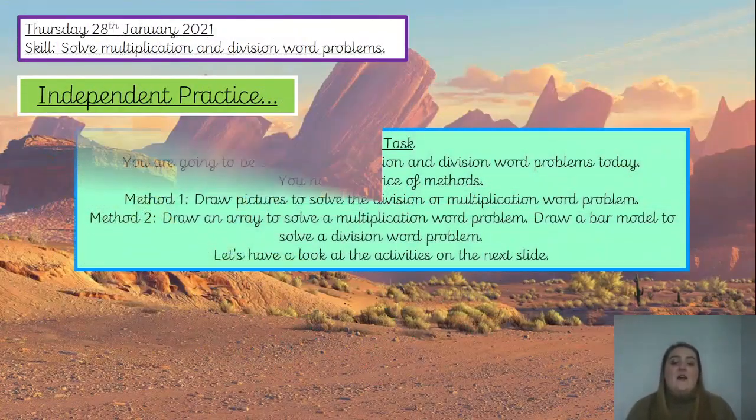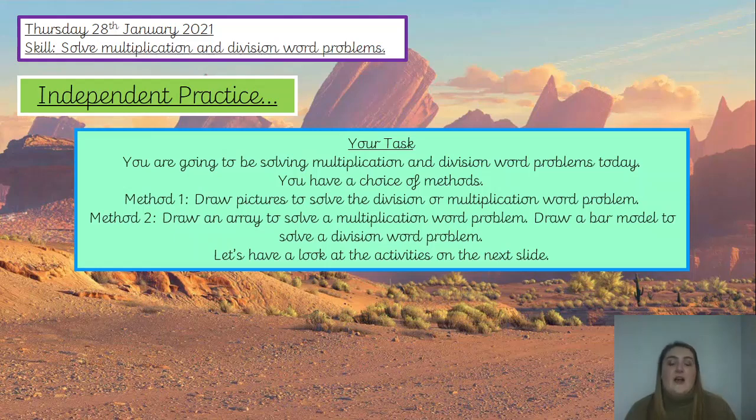Okay, now it is time then for your independent practice. You are going to have a choice of methods today. Method 1, you can draw pictures to solve the division or multiplication word problems. Or method 2, you could draw an array to solve a multiplication problem and draw the bar model to solve a division word problem. Or if you would like to challenge yourself even more, you could use a combination of them. So you could draw a picture for one question and then draw an array or a bar model for the next one. Okay, it's up to you how you solve it.